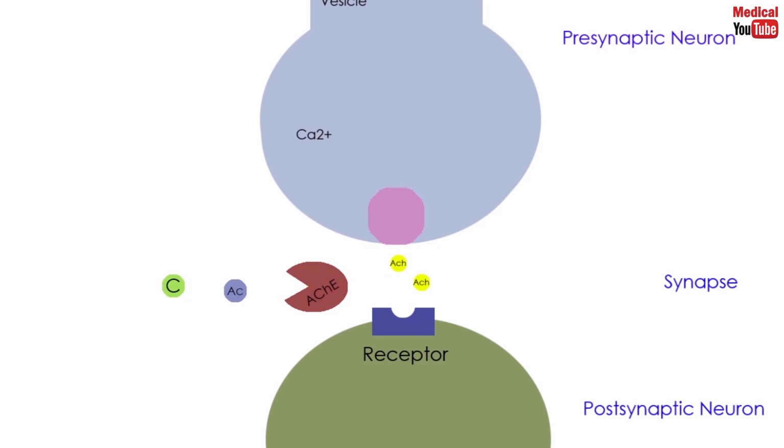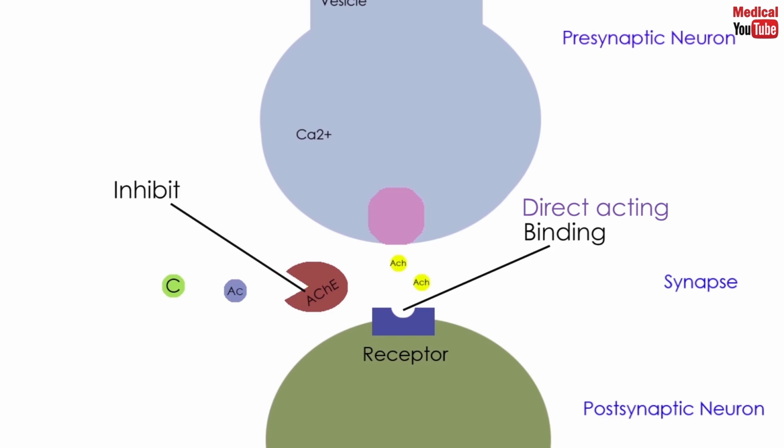So we can notice that there are two ways for the cholinergic agonist to work. Either by binding to the receptor, then it's called a direct-acting cholinergic agonist. Or it inhibits acetylcholinesterase, so it increases the effect of acetylcholine indirectly, and that is called an indirect-acting cholinergic agonist. In this lecture we will discuss the direct-acting cholinergic agonists.